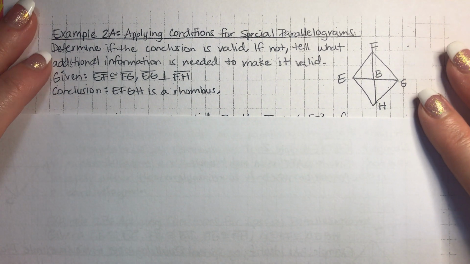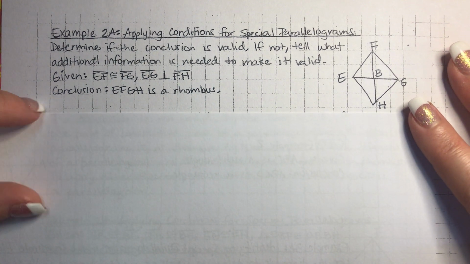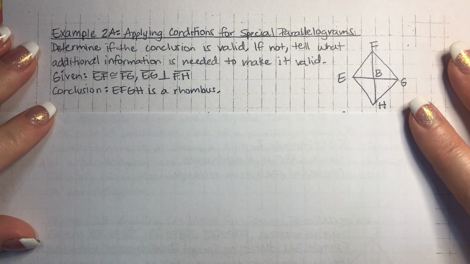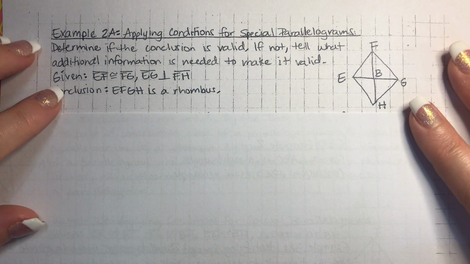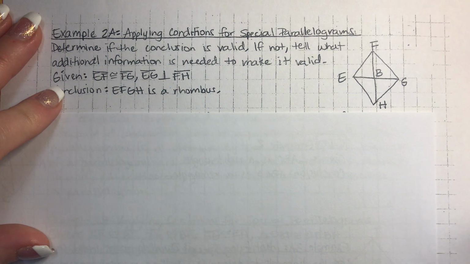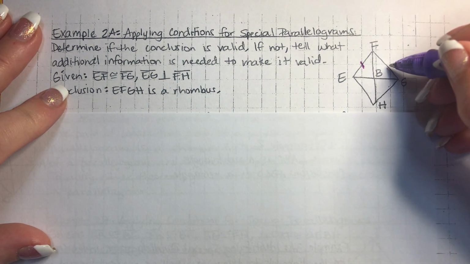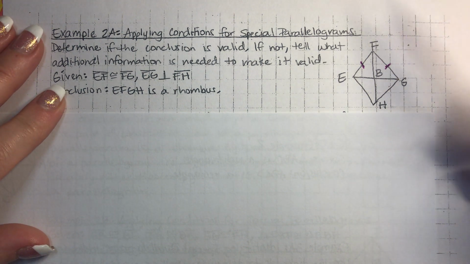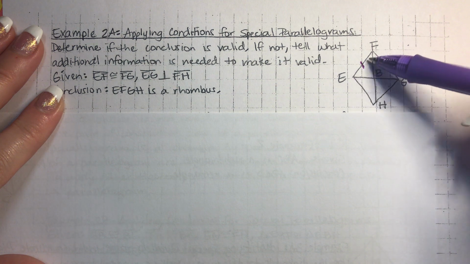Example 2A, it says applying conditions for special parallelograms. So determine if the conclusion is valid. If not, tell what additional information is needed to make it valid. So given, what are we given? We're given that EF is congruent to FG. Ooh, what does that look like? Does that look like consecutive sides, right?